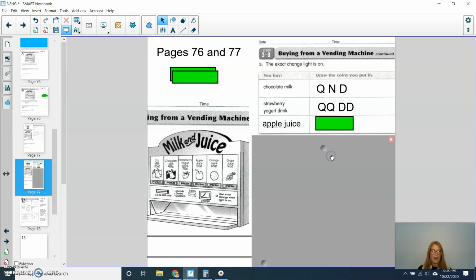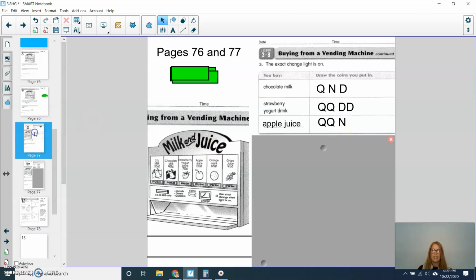For this last one, I picked apple juice. You maybe pick something different, and that's okay. Apple juice is 55 cents, so I'm going to use 2 quarters, which is 50 cents, and then a nickel, which brings me to 55.